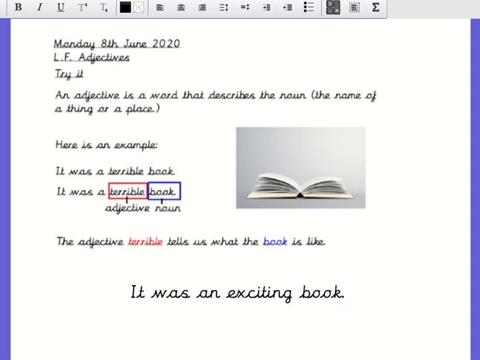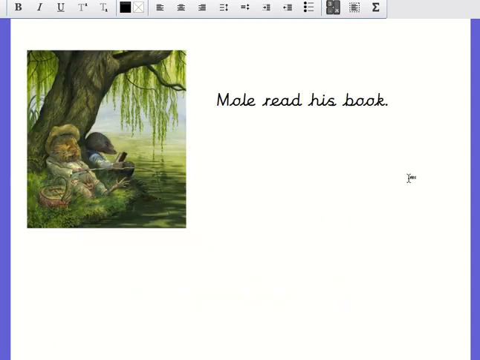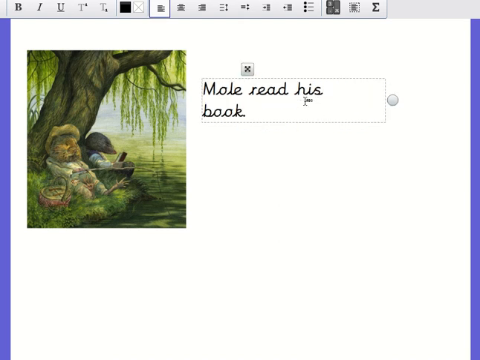Okay, let's have a quick look at another example. This is the one from your activity on your sheet. Mole read his book. Oh, it's about a book again. So let's use one of our adjectives. As we said, we need to make sure that it makes sense. Mole read his... I think he looks very engrossed. I think he's very interested in his book. Let's put interesting book. Mole read his interesting book. I've read it back, it makes sense.